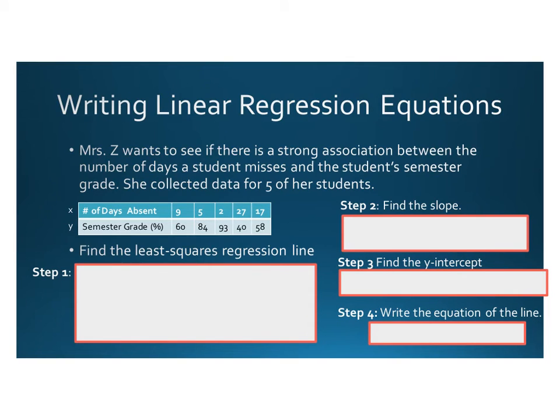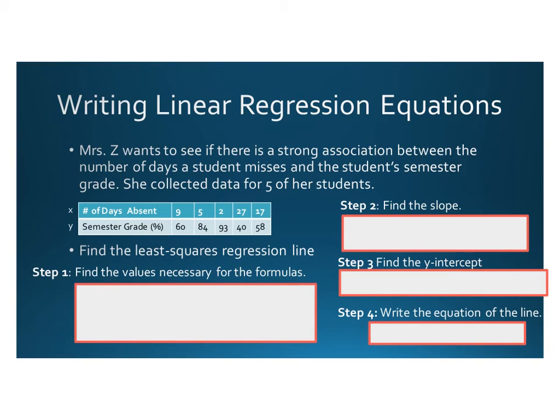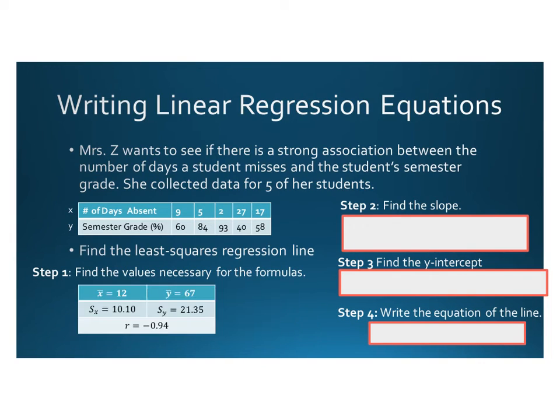First thing we'll do is enter our data into our calculator and find the values necessary to use the formulas. Meaning we need to find the mean for x, the standard deviation for x, the mean for y, the standard deviation for y, and r. Try it. When you run your two variable stats, notice the mean for x is 12, the standard deviation for x is 10.10, the mean for y is 67, and the standard deviation for y is 21.35. Our correlation is negative 0.94.